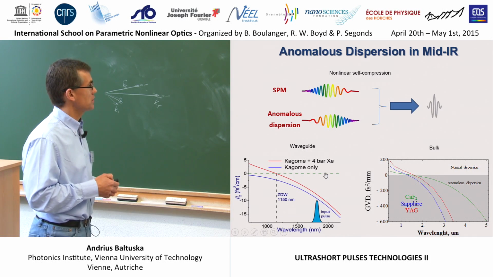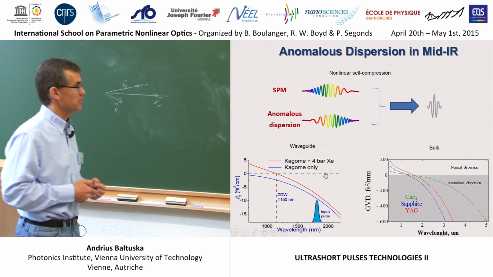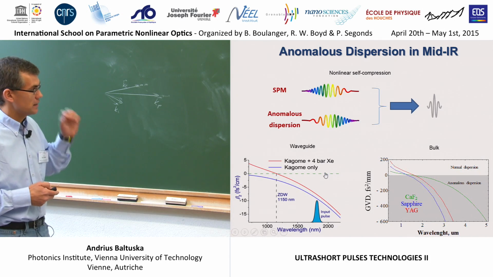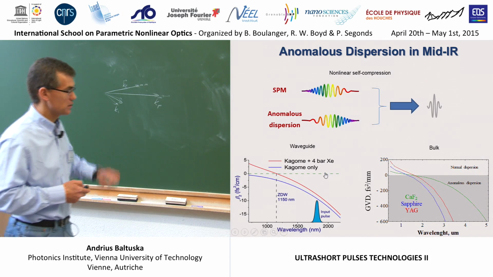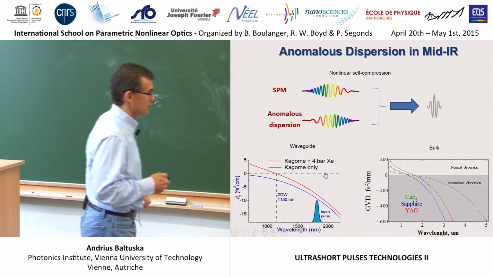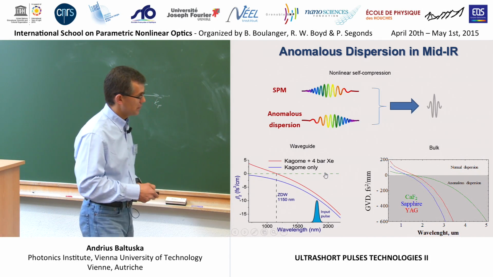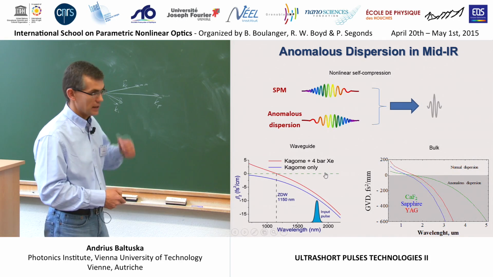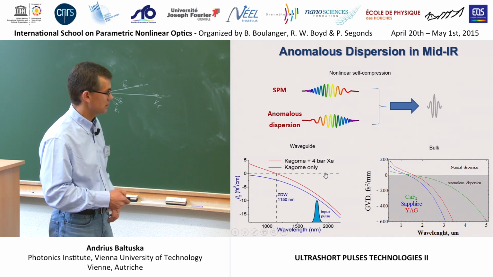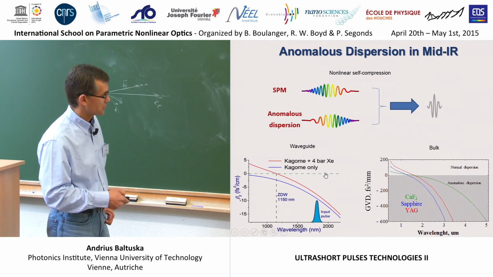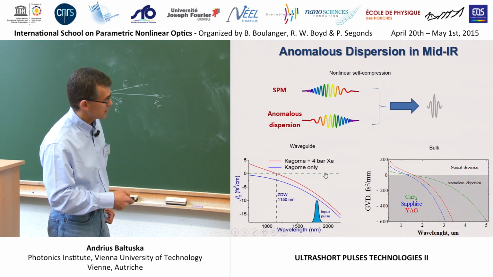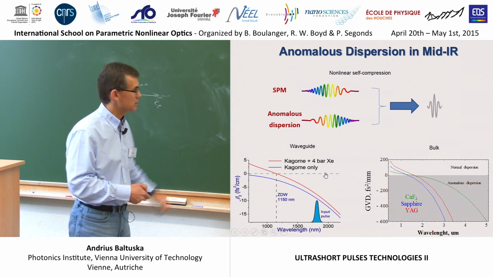Okay, so the idea is like that the positive group velocity dispersion would be compensated by the anomalous dispersion of the material. And that's where the importance of the wavelengths comes in. So for wave-guided media, like this hollow core fiber filled with gas, we can detune the frequency of the OPA to be here in the strongly anomalous range.